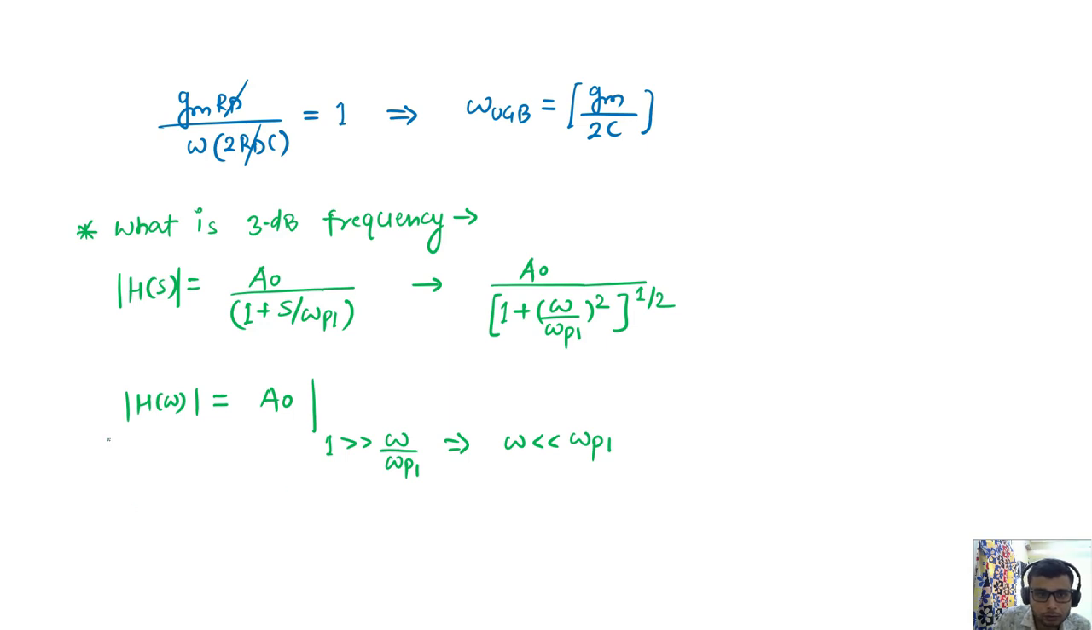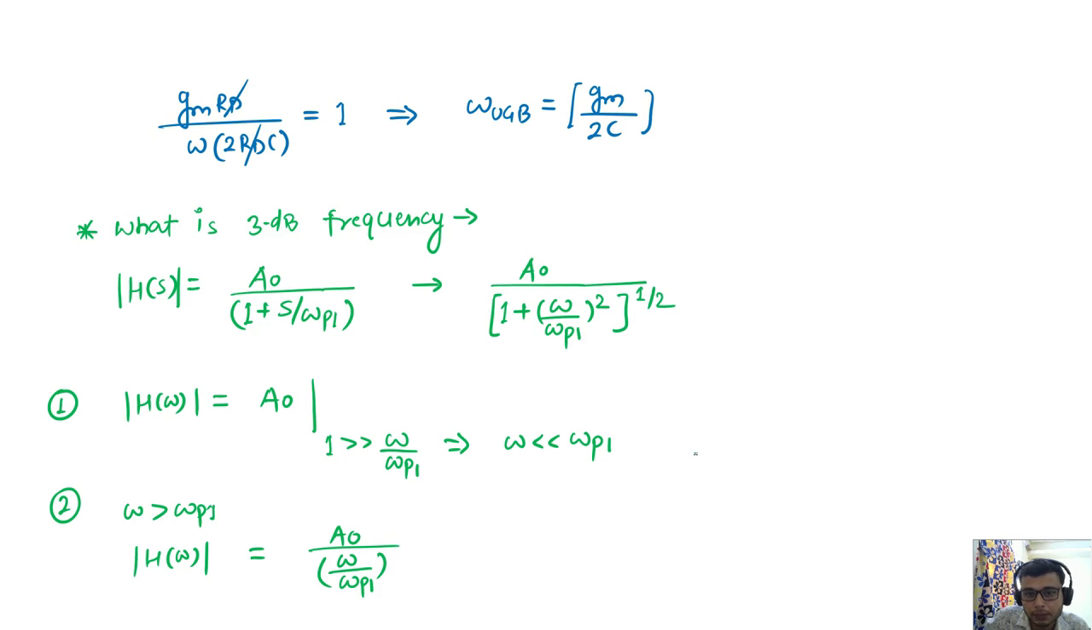Okay, so this is case 1. In the second case, what can we see? That when omega is much greater than omega p1, then the 1 can be ignored. If this 1 is ignored, then only omega by omega p1 remains, because omega much greater than omega p1 simply means omega by omega p1 is greater than 1.